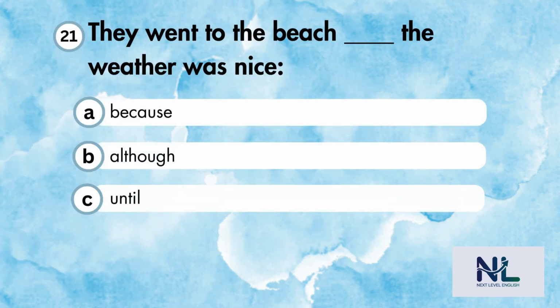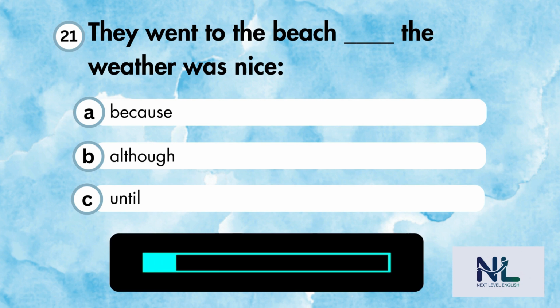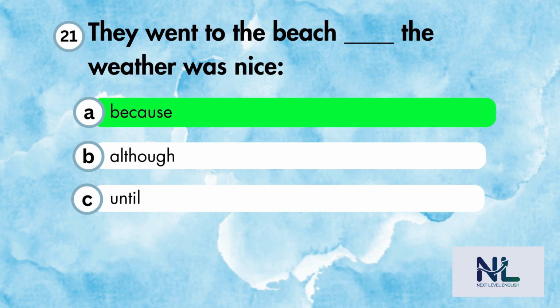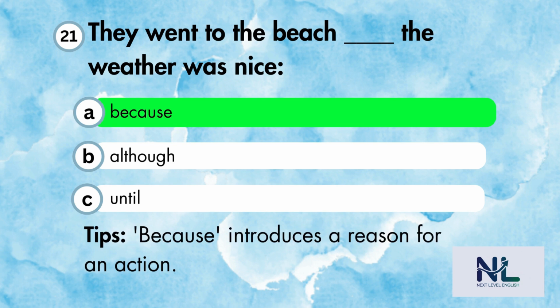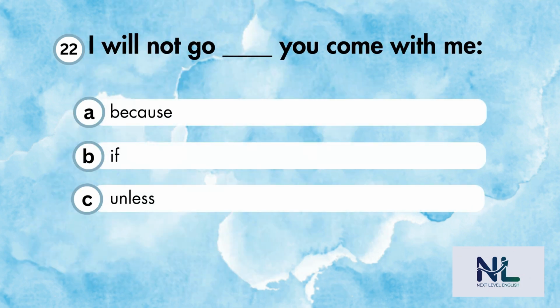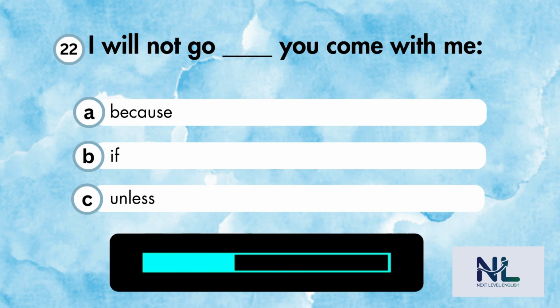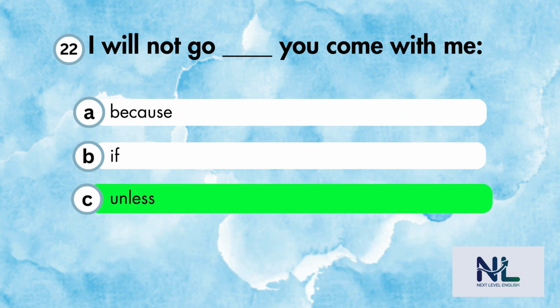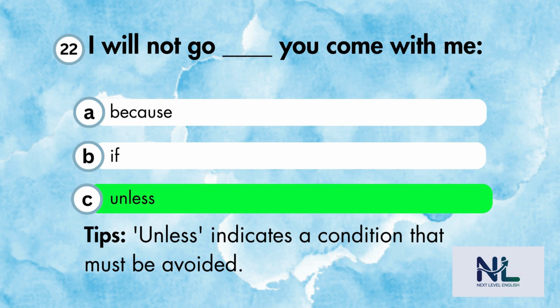21. They went to the beach. The weather was nice. Because. Tips, because introduces a reason for an action. 22. I will not go. You come with me. Unless. Tips, unless indicates a condition that must be avoided.